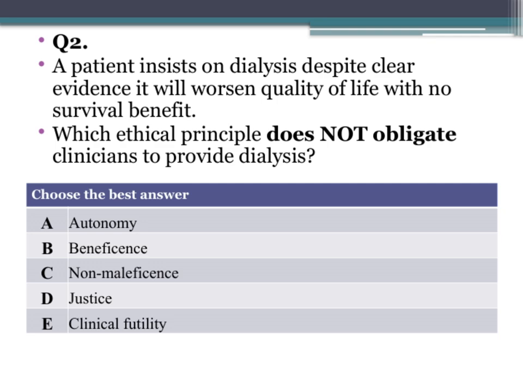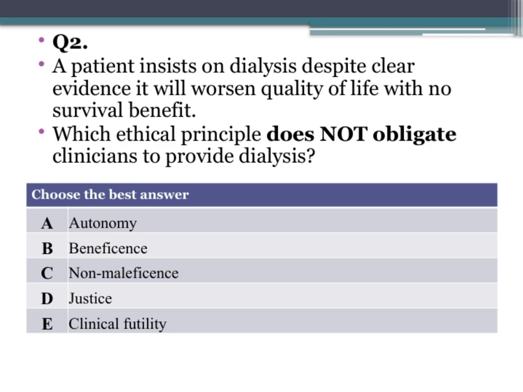The key here is to understand that while patient autonomy is a fundamental principle, meaning we respect their choices, there are situations where other principles come into play. In this case, beneficence and non-maleficence, doing good and avoiding harm, are crucial. Justice involves fairness in resource allocation. But when we consider clinical futility, meaning the treatment no longer provides benefit or may cause harm, this principle can justify not providing a treatment.